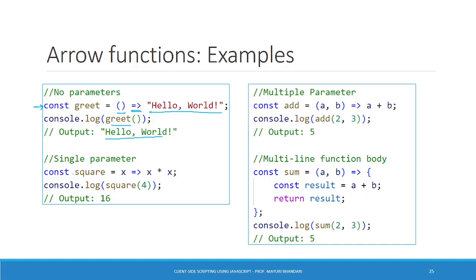Now let us check the second example. Here we have a single parameter. Our function name is square. Then we have a single parameter x. No parentheses given, and then simply an arrow and x star x. So this function with a single parameter will return the square of that number. If I call square 4, it will return 16.